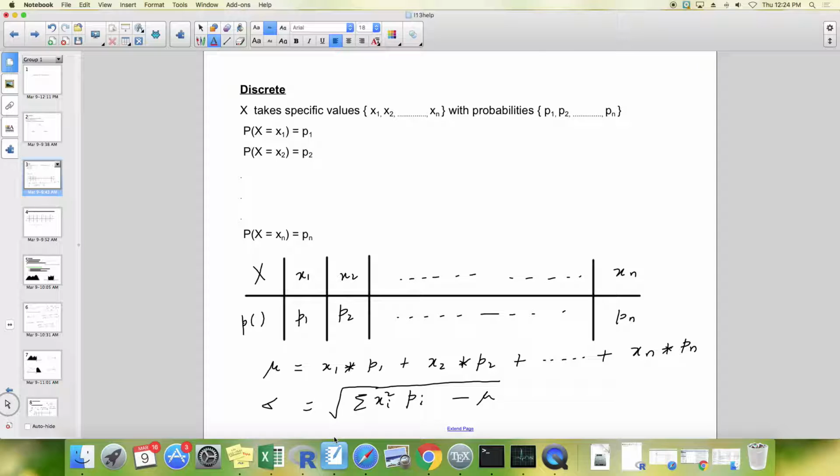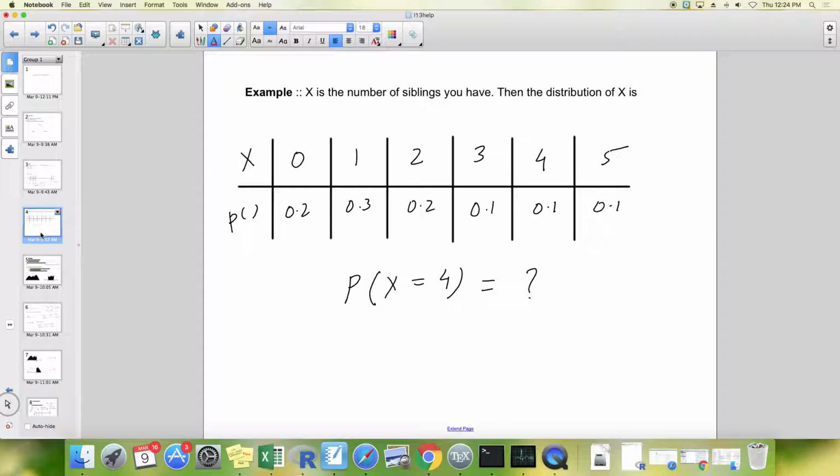So in exam 1, you actually solved these questions. So for example, x is the number of siblings you have. The distribution of siblings is like you can have 0 siblings, 1 sibling, 2 siblings, 3 siblings, 4 or 5, with probability 0.2, 0.3, 0.2, 0.1, 0.1. So if someone asks you what's probability x equals 4, you can simply say probability x equals 4 is 0.1. That's it. Nothing else is going on.